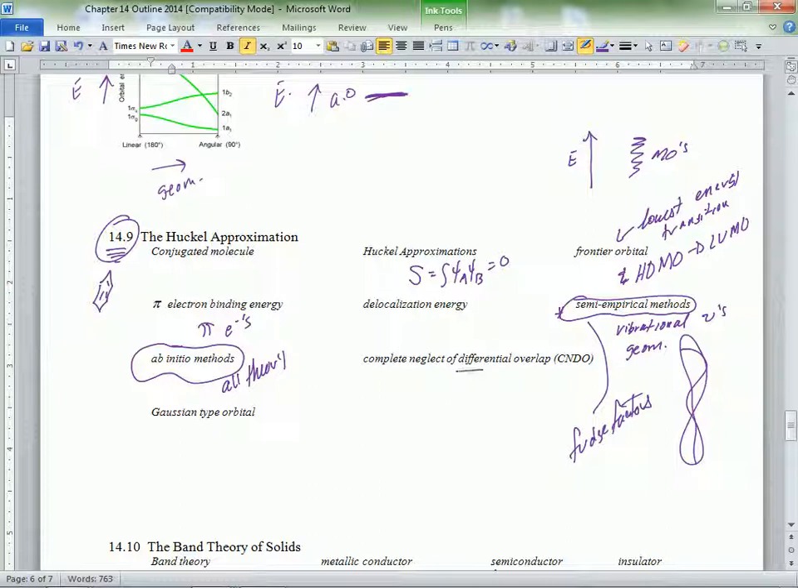And here, I don't know if you remember doing Spartan, but you had all these different options to do the calculations and all these different dialog boxes you could pick. Here's another one, CNDO, complete neglect of differential overlap. If you have different orbitals on different nuclei, their overlap integral was 0.